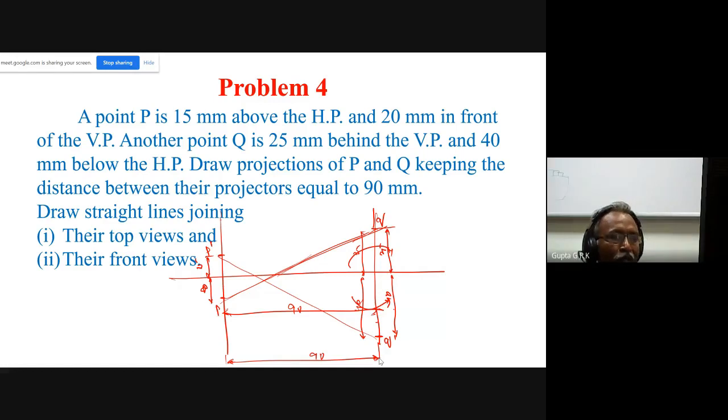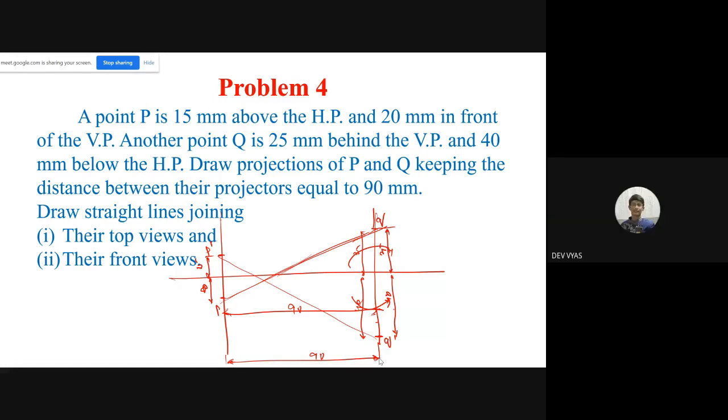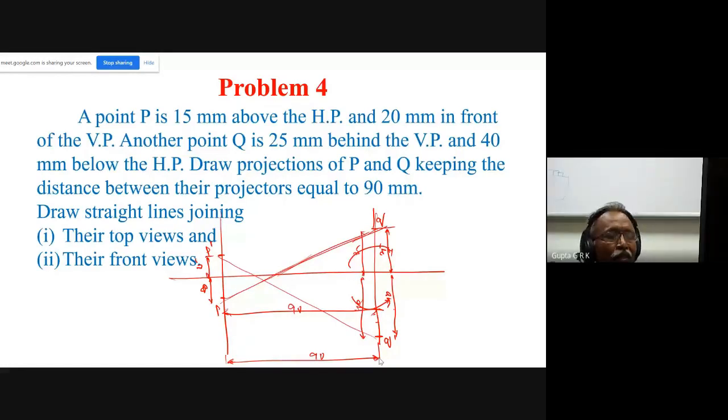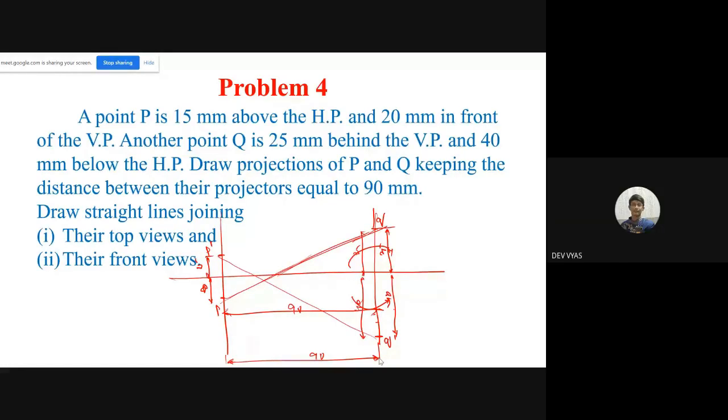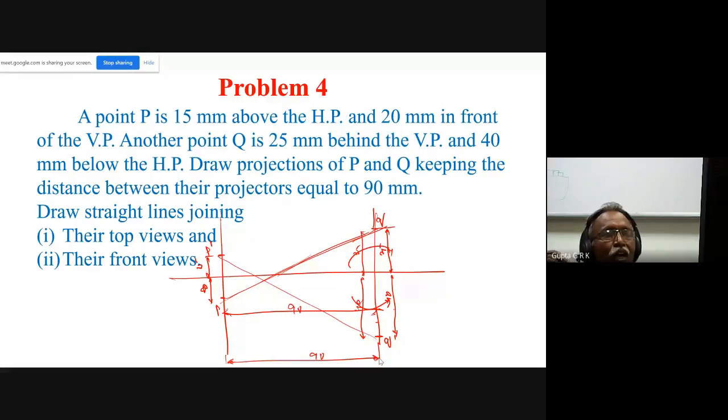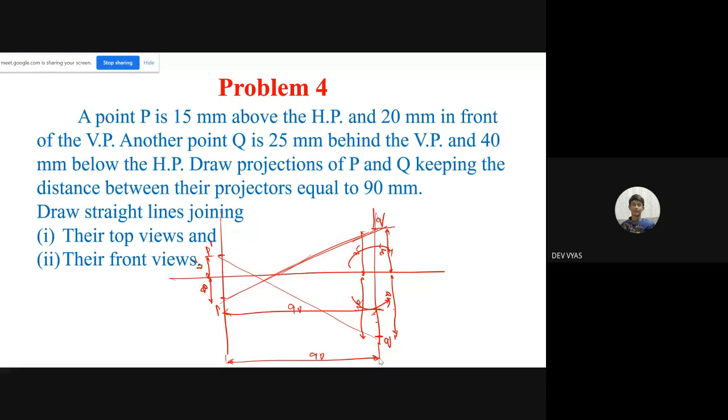Is there any problem, sir? Yes, sir, one more thing. You said that these are the projections of lines, but they are at two different projectors 90 mm apart. Whenever we want to draw the projection of a line, we just have to find the projectors of the endpoints. That is sufficient. Okay.